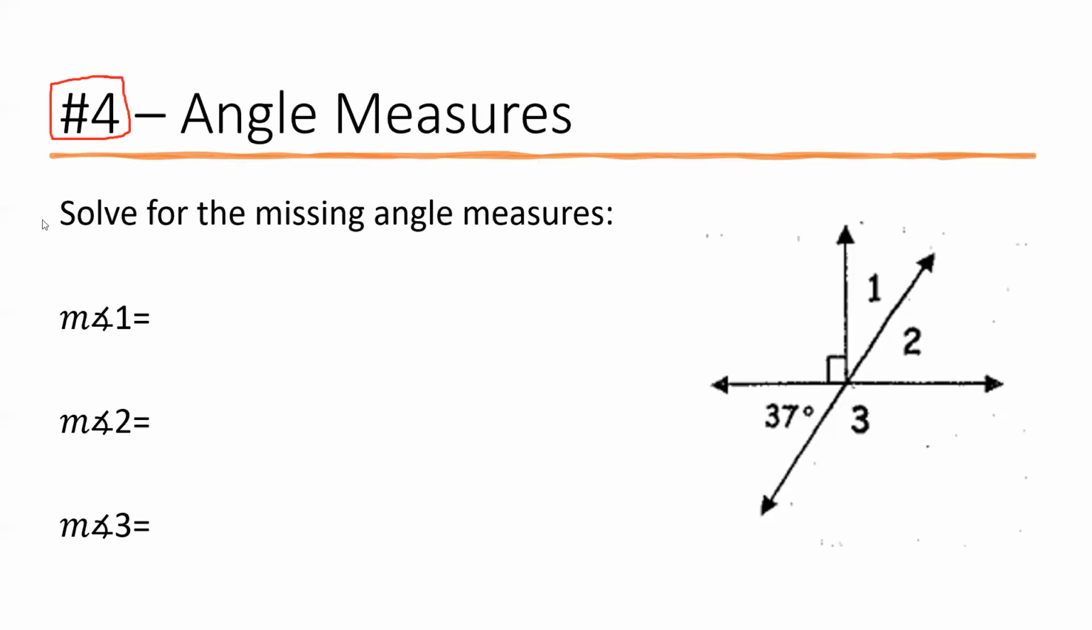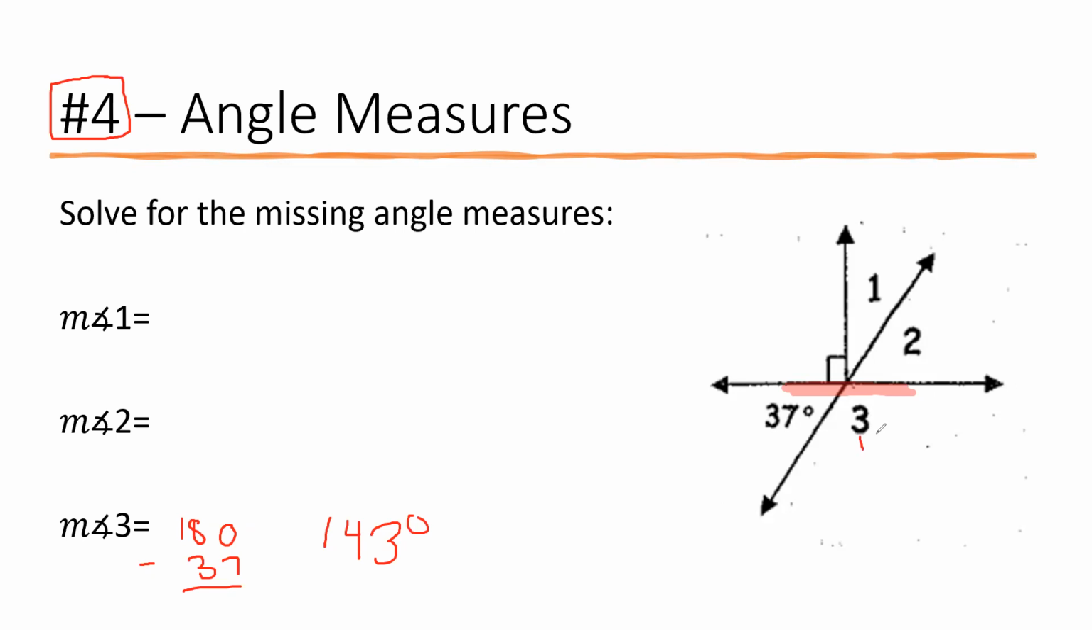Well, I noticed that 37 degrees and angle 3 come together to form a straight line, meaning that they are a linear pair, which means they are supplementary, adding up to be 180 degrees. So we can take that 180 degrees, which is what we know they add up to, and subtract that 37 to get our answer for the measure of angle 3. So 180 minus 37 gives us 143 degrees.